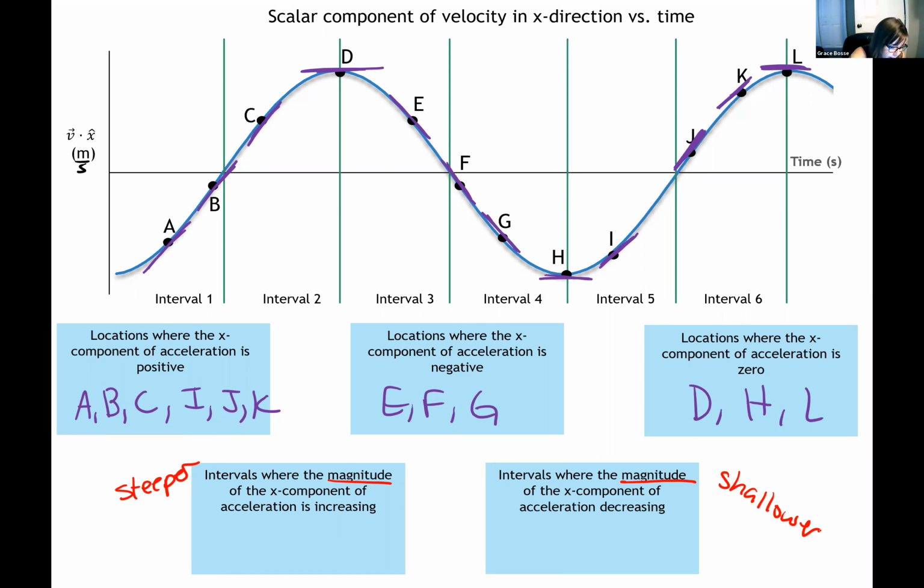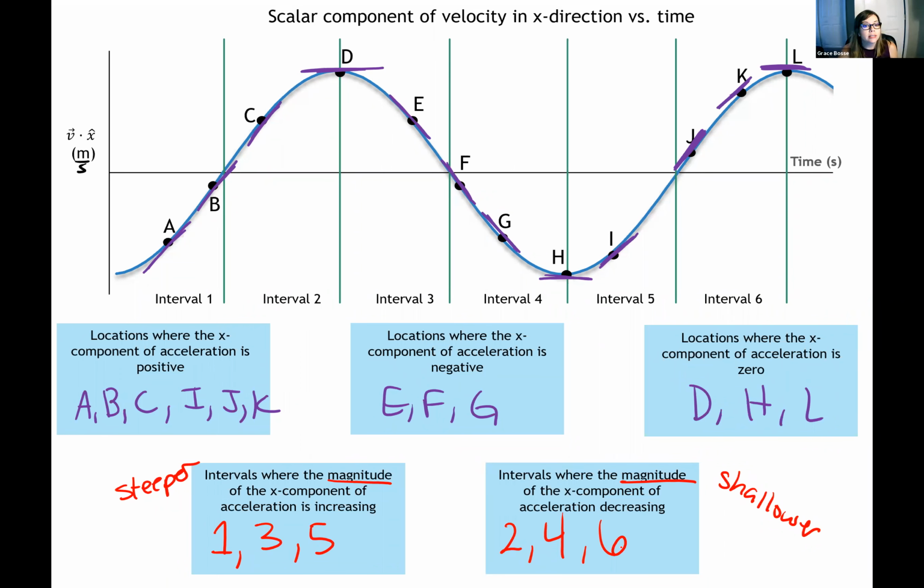I think in interval 1, it's getting steeper. But then as I get into interval 2, now the slope is kind of leveling off. It's headed towards a plateau at point D. So I would say in interval 2, it's getting shallower. Then it gets to this plateau and then it starts getting steeper again. So interval 3, it's getting steeper, the magnitude is increasing. Now in interval 4, I'm starting to come back to a plateau. So interval 4, it is decreasing. Interval 5, I'm going back up the hill. So now it's getting steeper. And then I get to a point where it starts to level off again. So I'd say interval 6, it's decreasing.